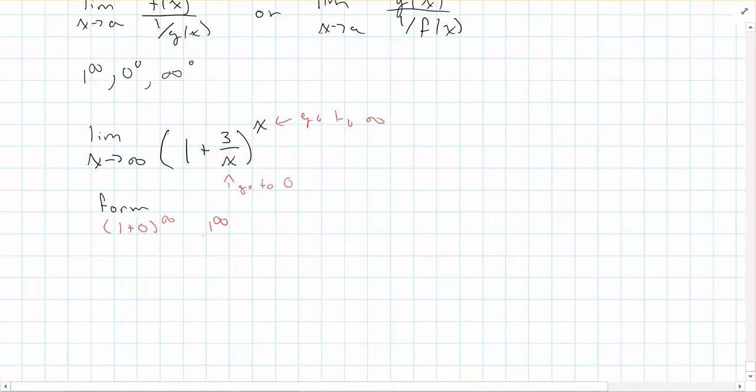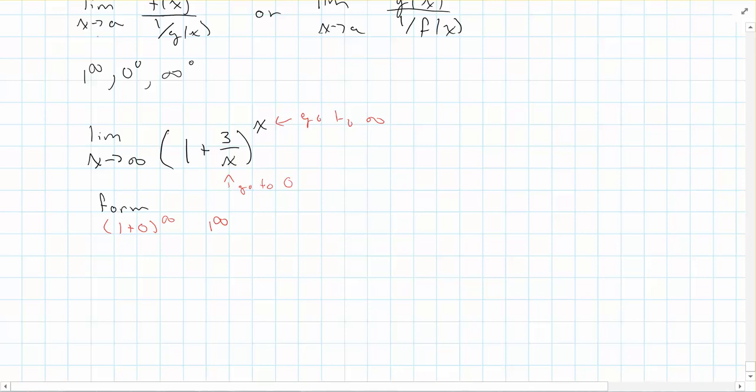Now you can't say that 1 to the infinity is just 1, because it's not that we're doing 1 raised to a huge power. When x is 1, you'd actually have 4 to the first power. If x is 2, you'd have 1 plus 3 halves to the second power. So you can't just say it's 1 to the infinity power. It's an unknown form, because these are limits, remember.